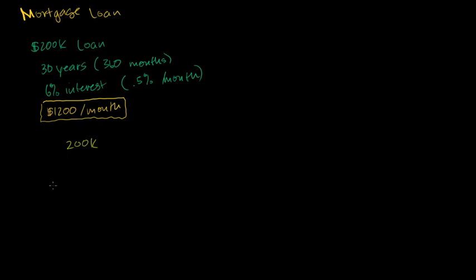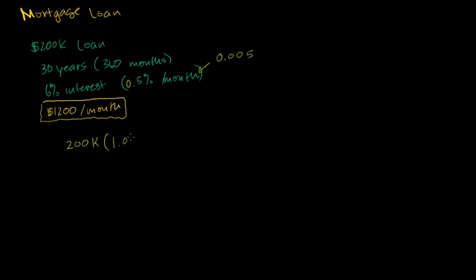I'll just write $200,000 loan. You don't pay any mortgage payments. You're going to pay your first mortgage payment a month from today. So this amount is going to be compounded by the 0.5%. Maybe I should write 0.5%. And as a decimal, that's 0.005. So in a month with interest, this will have grown to 200,000 times 1 plus 0.005.